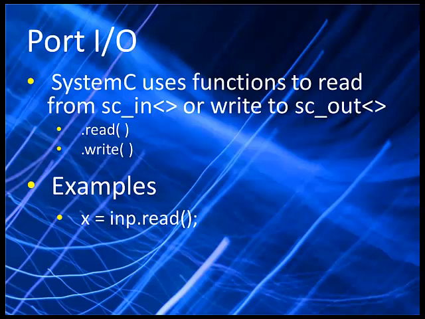Conversely, if you had a local variable called val and wanted to write its value to an output port outp, you would write outp.write with val as the argument.